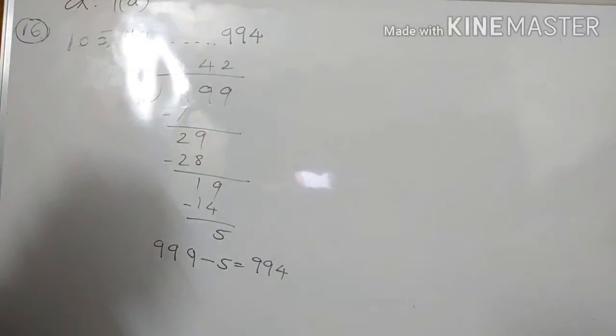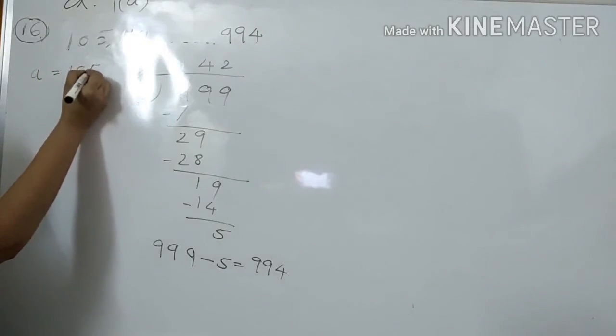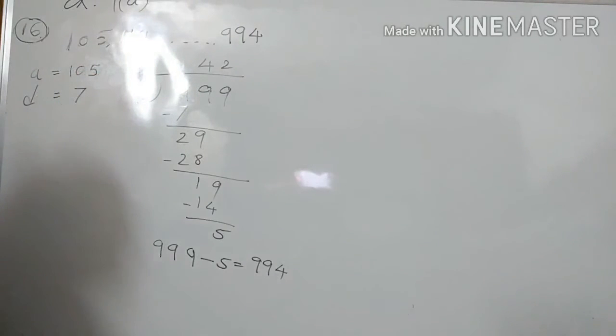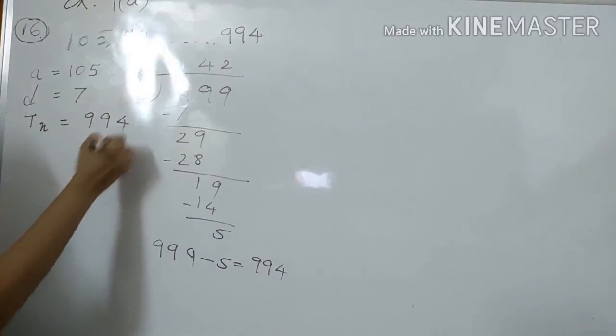So students, any number in any question you can find like this. Now let us move on. First of all, we found the AP. Now we have to find how many numbers are there in this AP. So I write first A, the value of the first term, that is 105. The difference is already known to us, that is 7. Divisible by 7 means the difference is 7. And Tn, the last term, is also known, 994.